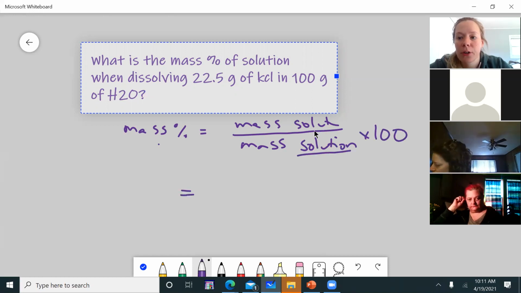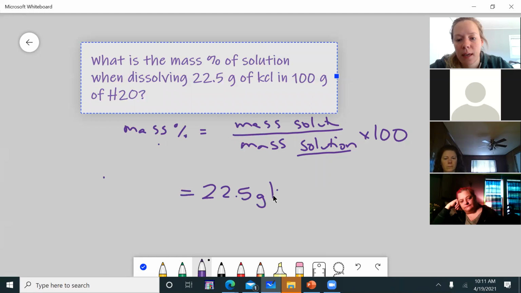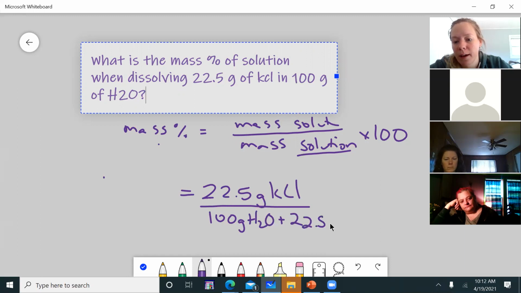So do I have the mass of the solute? That's the thing that's getting dissolved. Yes, it is 22.5 grams of KCl. The mass of the solution. What people I see happen here a lot, especially when it's set at 100, is they go, oh, it's over 100, so it must be 22.5%. But that is only the solvent. I need to take the grams of the H2O and add it to the 22.5 grams of the KCl. That will give me the total solution.